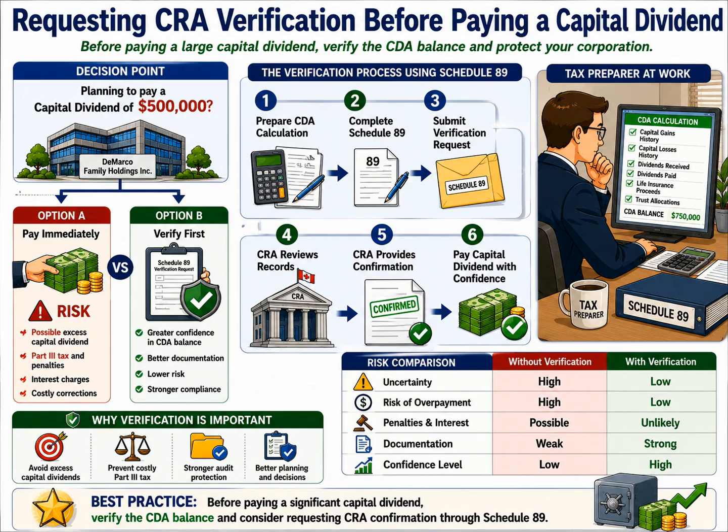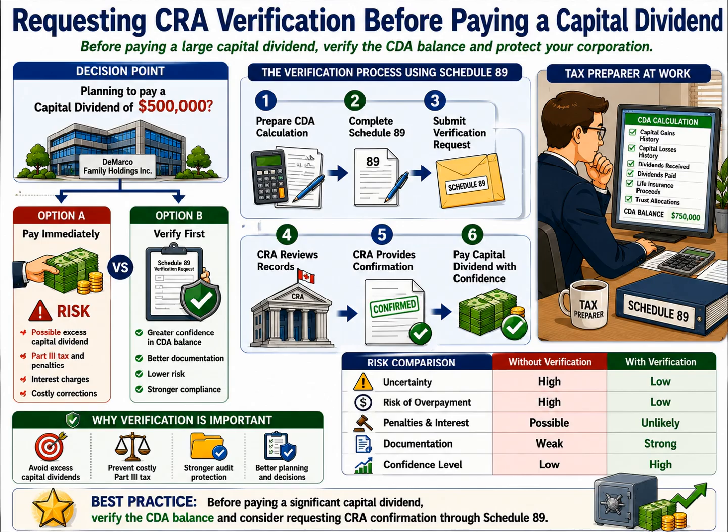The second option is to verify the balance first. This typically involves preparing a detailed CDA calculation, completing Schedule 89, and requesting CRA verification. Although this process takes additional time, it provides greater confidence that the corporation's records support the amount being distributed.